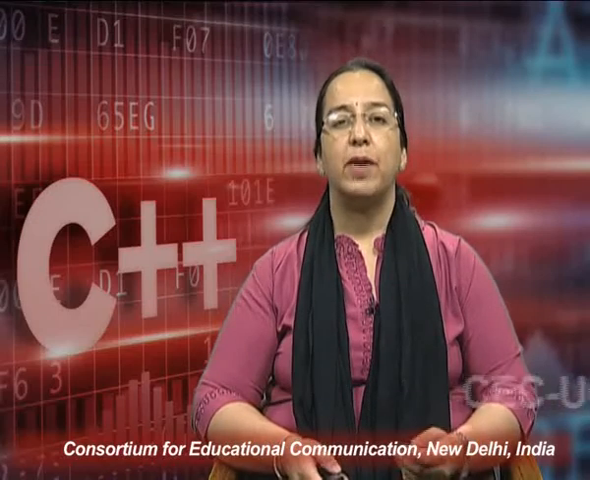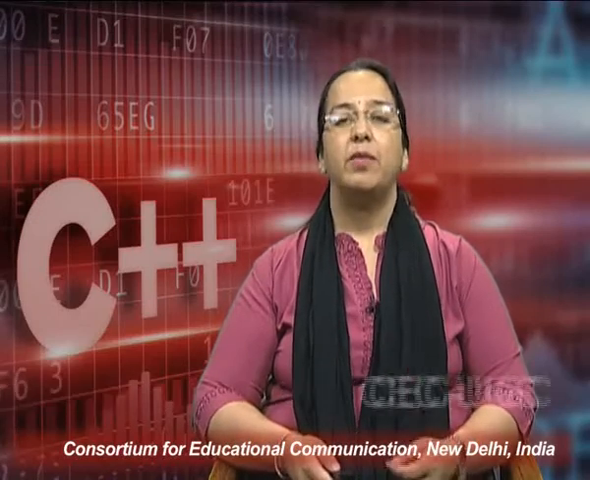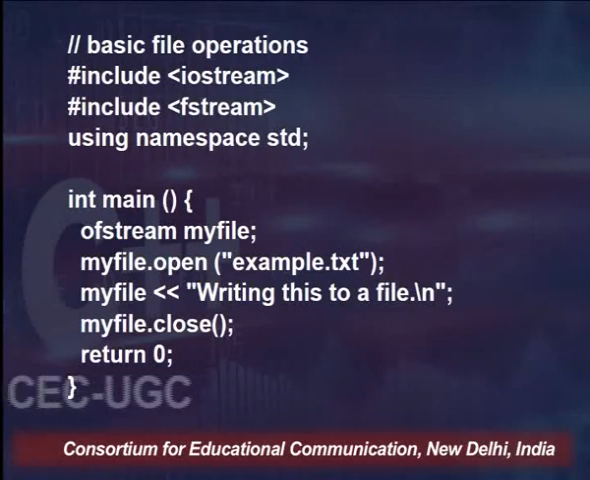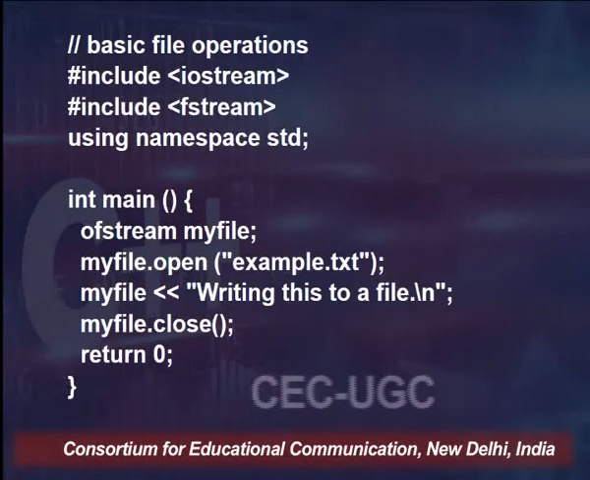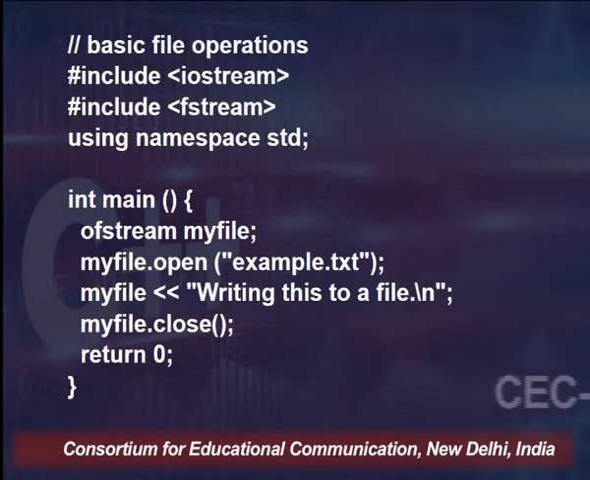So the parameters for this open function are the file name, which is example.txt, but we have not passed the mode, because when we are talking about an ofstream, the mode is clear. I am going to take this concept up in a short while, and if it had been an ifstream, then also the default mode is clear.